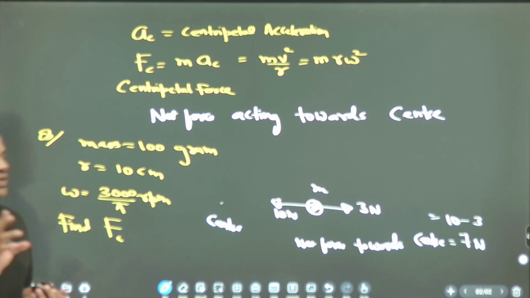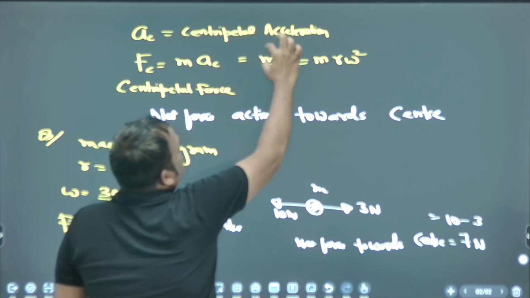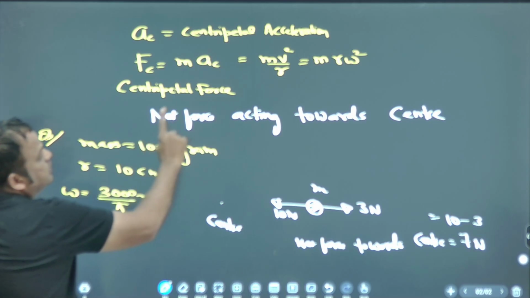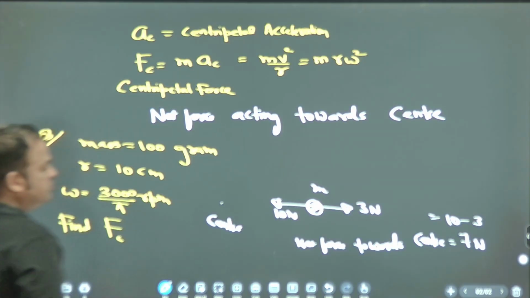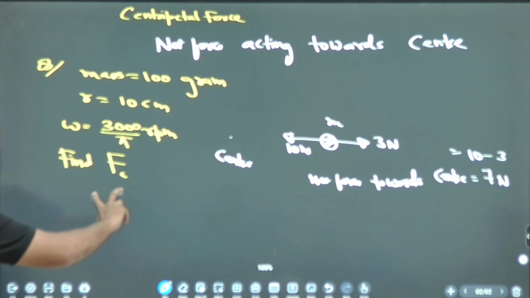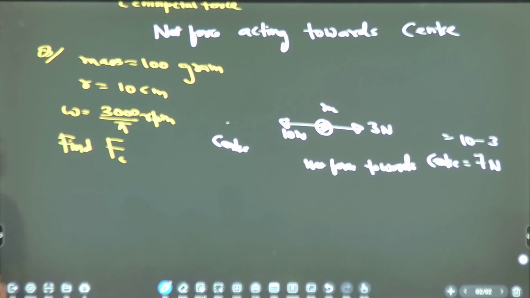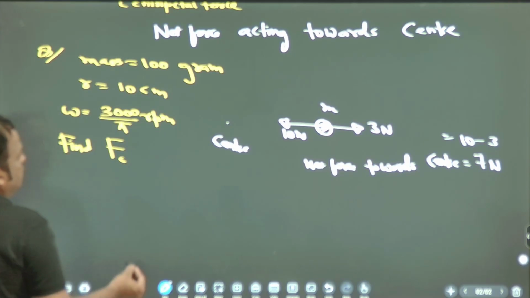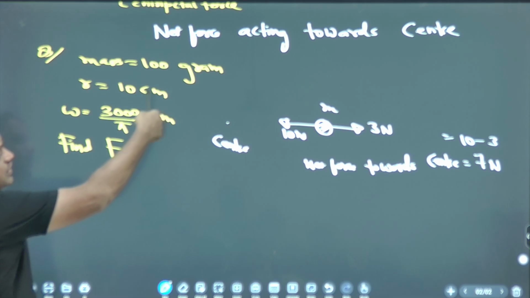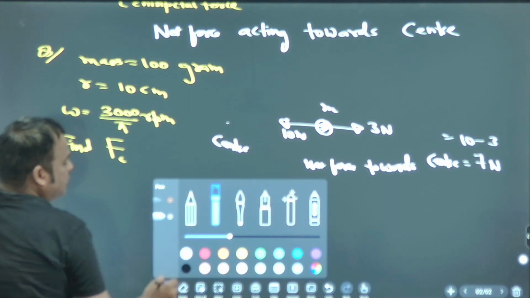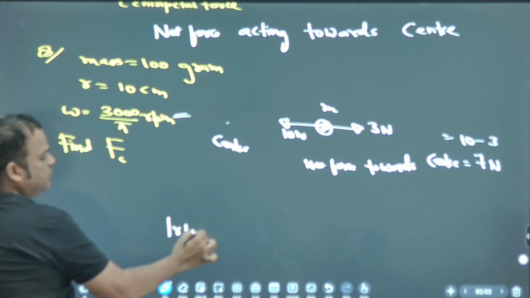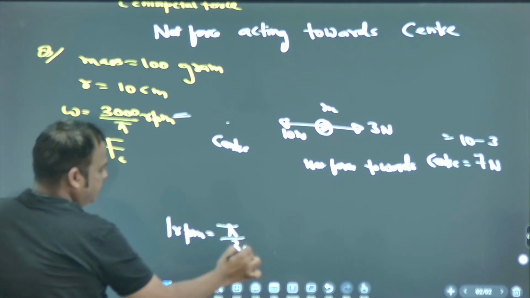For centripetal force, just remember the formula mv square by r, or mr omega square. What is the meaning? It is the net force acting towards the center. Now you calculate this. Omega I have given in RPM, so you have to convert this into radian per second. First you convert into radian per second. How much is 1 RPM? 1 RPM is pi by 30 radian per second.